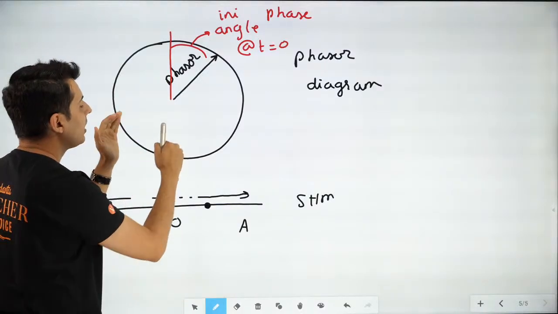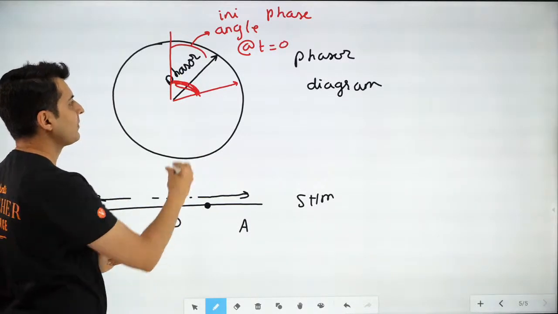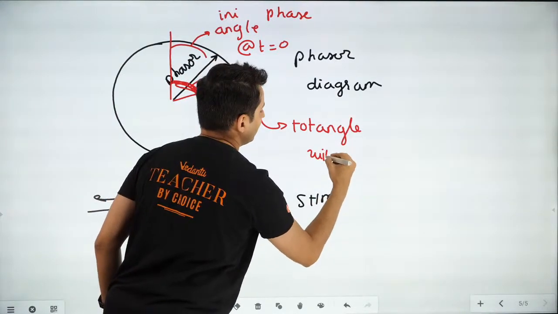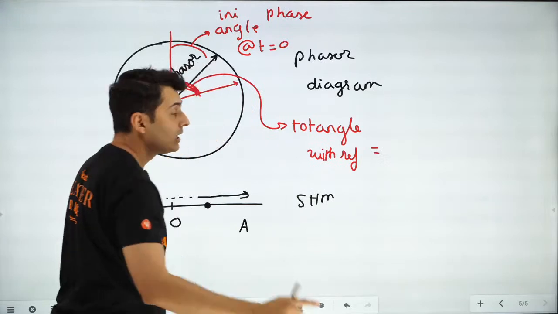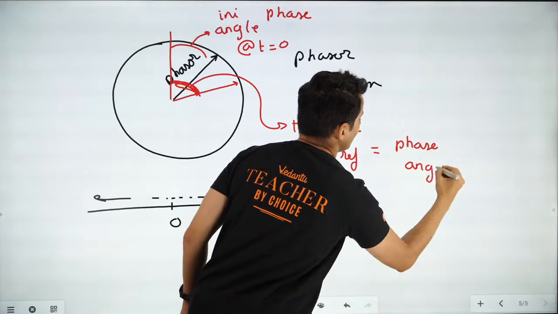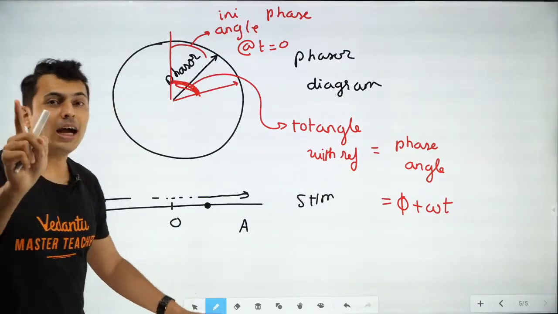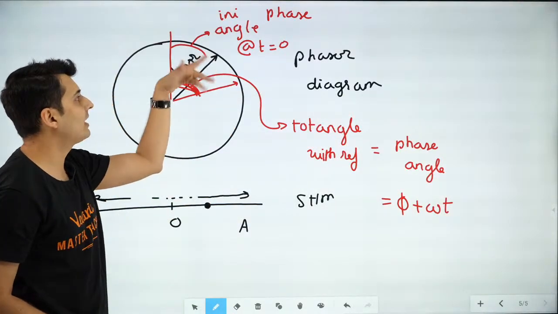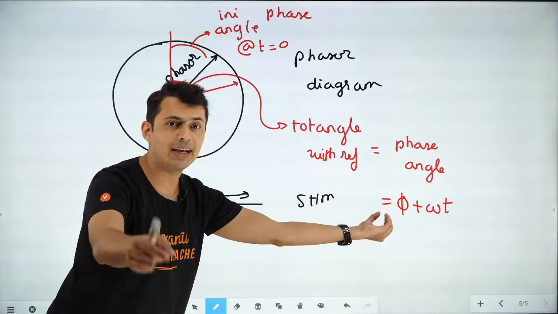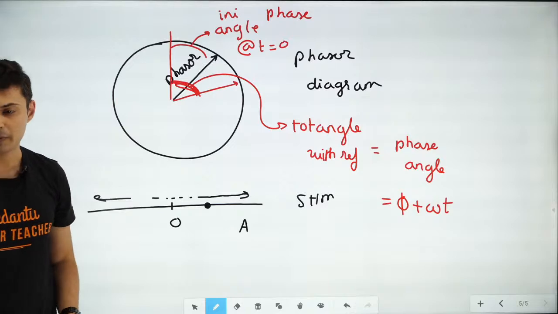Now just think about it. After some time when it comes here, that total angle which it makes with the reference line is called just the phase angle, and that is nothing but phi plus omega t. Understand that. So now you will understand why it is called the initial phase angle when it is at t equal to 0. Because when you put time as 0, the phase angle will just become phi. That's why it's called the initial phase angle. I hope this is clear.